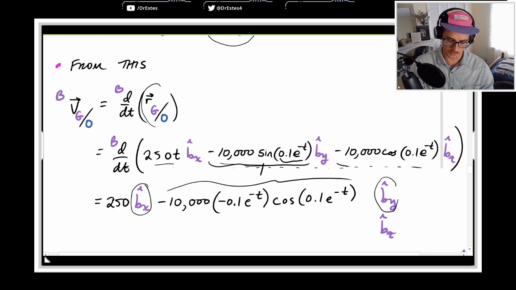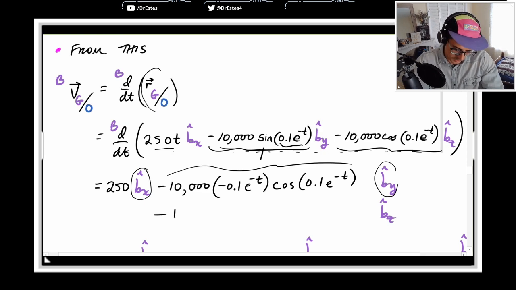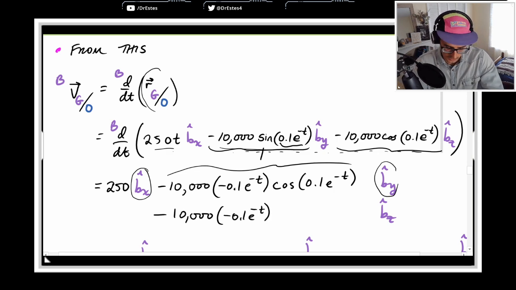And then we're going to do the same thing for this BZ term. So it's just like differentiating any function of time. Since we're in the B frame, the B basis vectors are fixed. So this one will be minus 10,000 times the derivative of the argument of the cosine function. And then the derivative of cosine is minus sine.